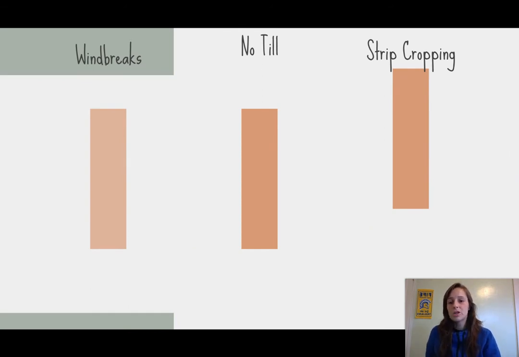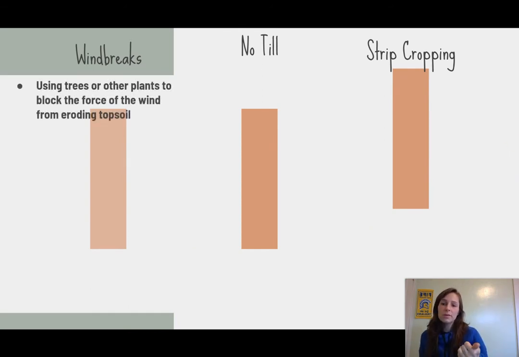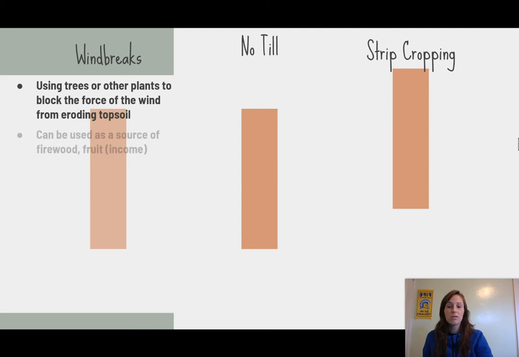So some other strategies to prevent erosion, one of them is going to be windbreaks. This is where you use trees or other plants to block the force of the wind from eroding topsoil. This is another benefit because you can actually use those trees as a source of firewood, or if they're fruit-producing trees, you can use the fruit as income, and it can be great for pollinators, which can help with your other crops as well.